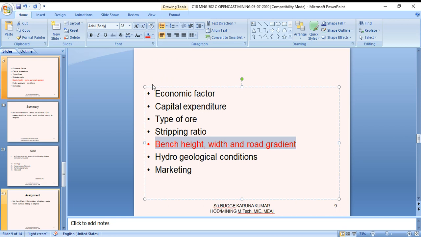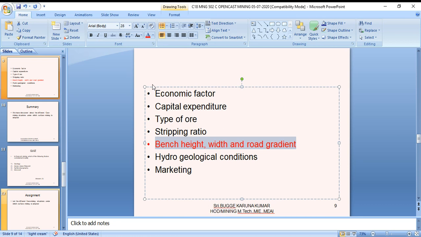Bench height is another factor. Width and road grading are also important factors for adapting an open cast mine: bench height, width, and road grade. These are actually the operating parameters, you can say.